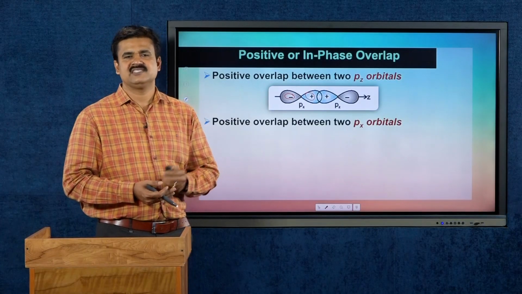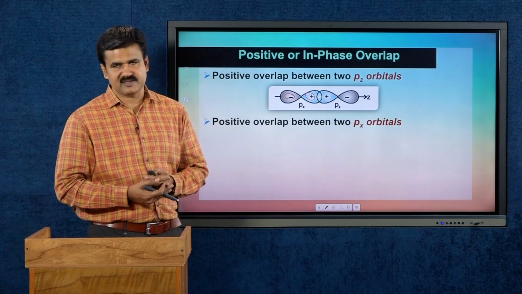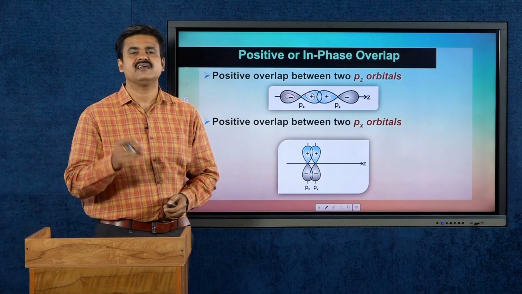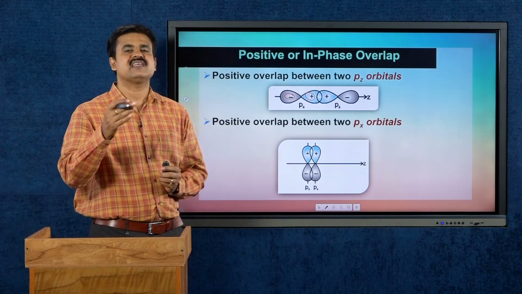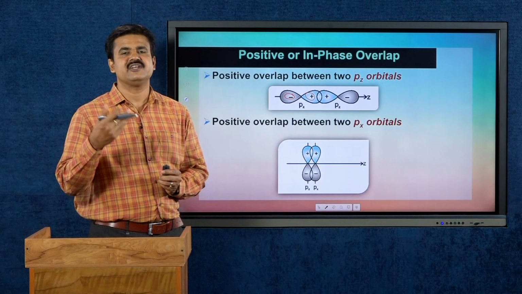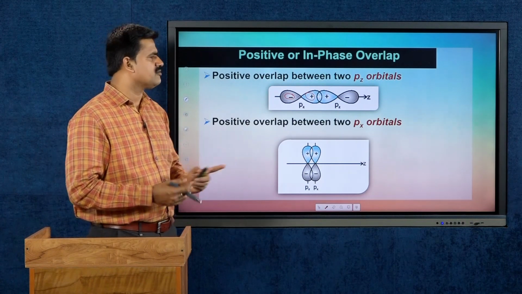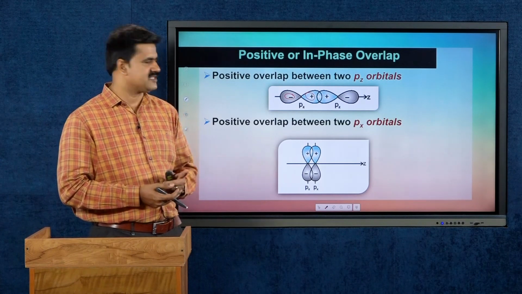Now we are going through the positive overlap between two px orbitals. These are the px orbitals. In this 2px orbital, they will overlap laterally. The first part is called end-to-end overlap. The second one is called lateral overlap. We can enter into details of lateral and end-to-end overlap in coming slides and coming modules also. For the sake of the interpretation of the phase overlapping, we are just taking this picture.